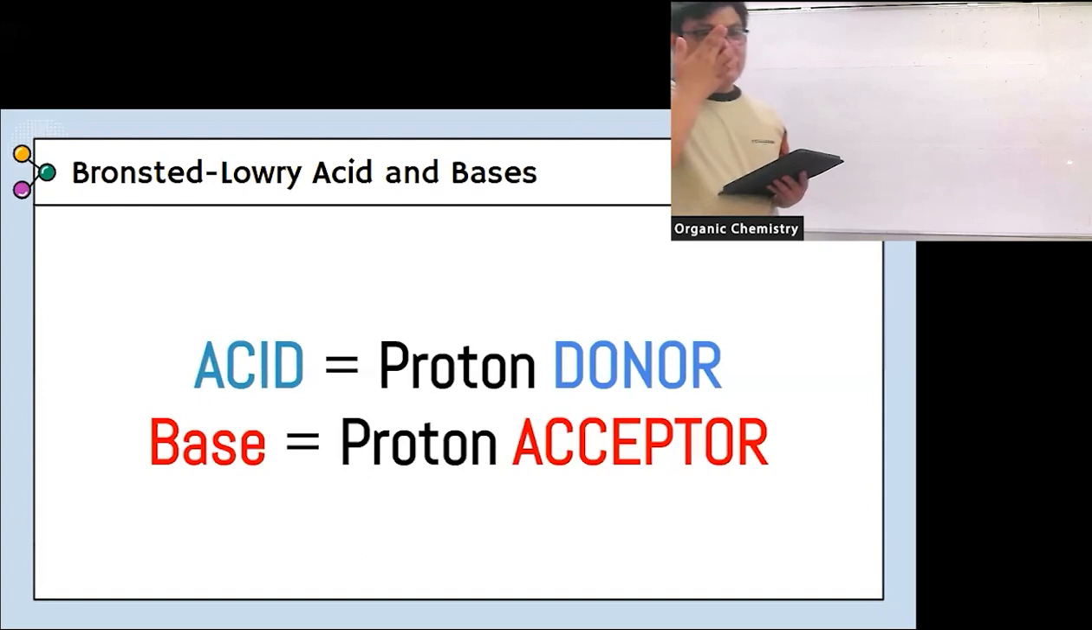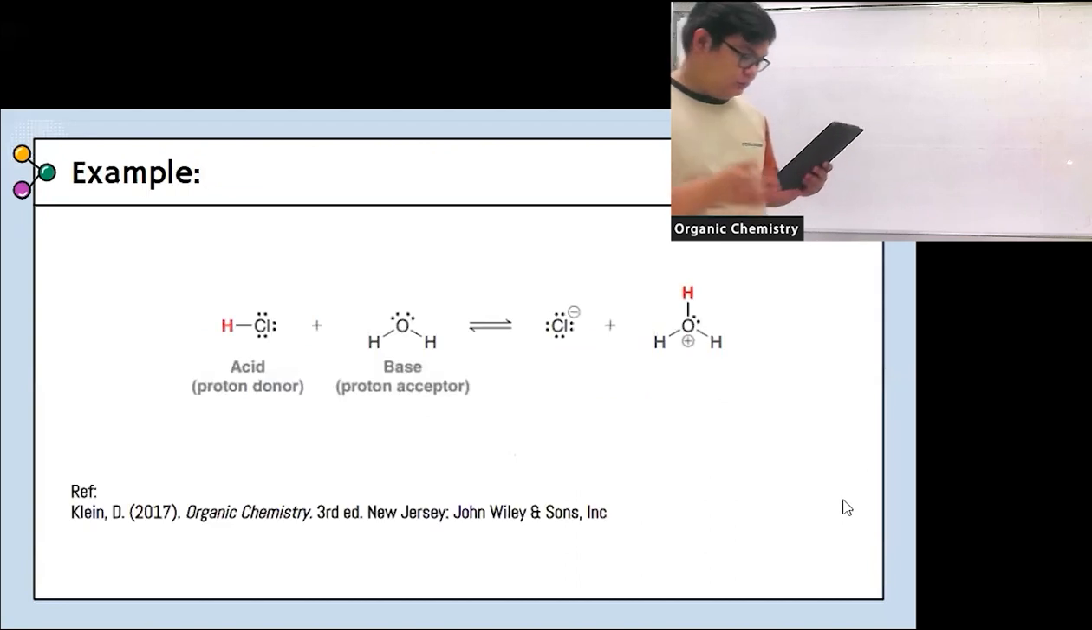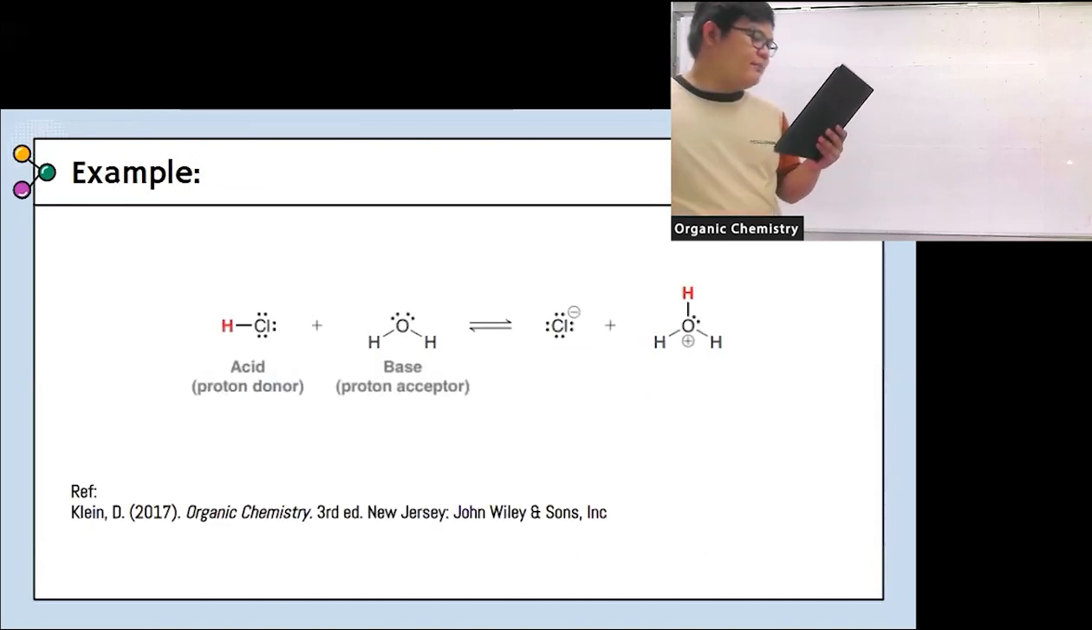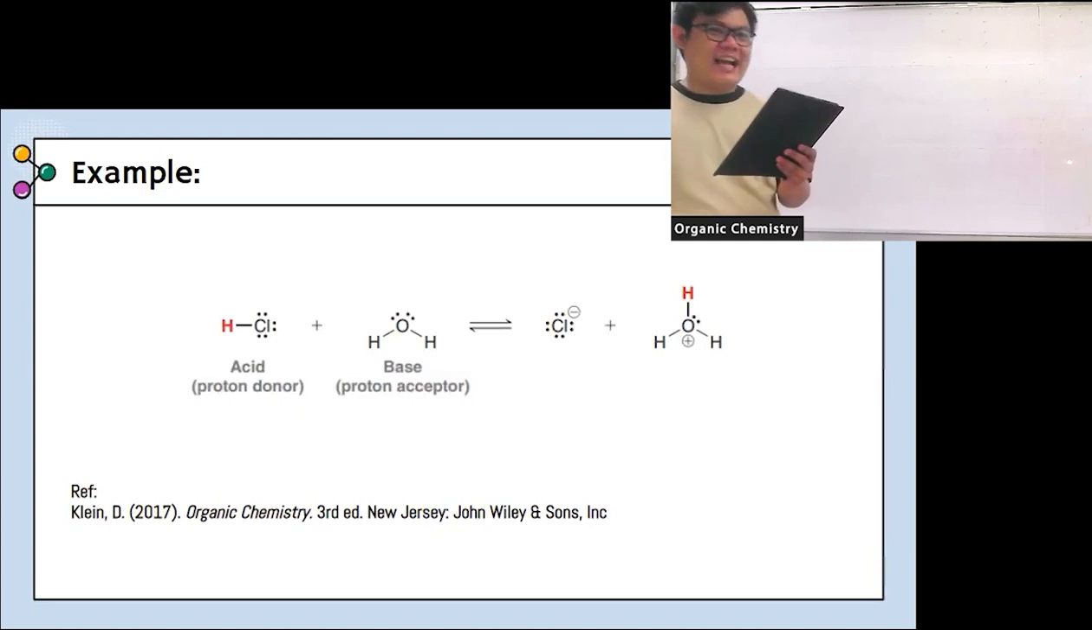So, with that, ito yung pinaka-basic na dapat maintindihan ninyo. Acid is again a proton donor, and base is a proton acceptor. Okay? So next slide. So what do we mean by proton donor and proton acceptor exactly?